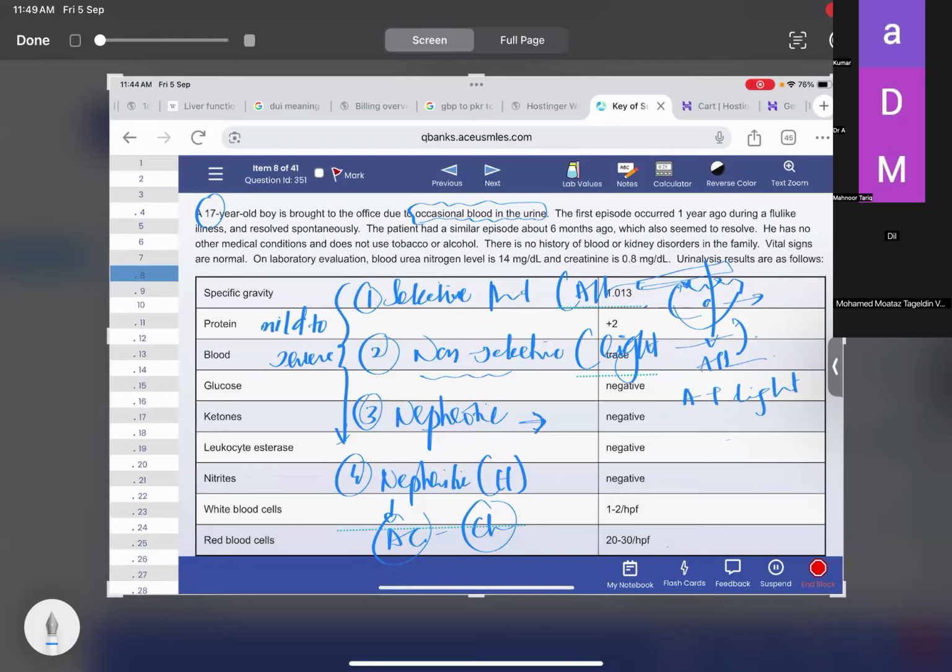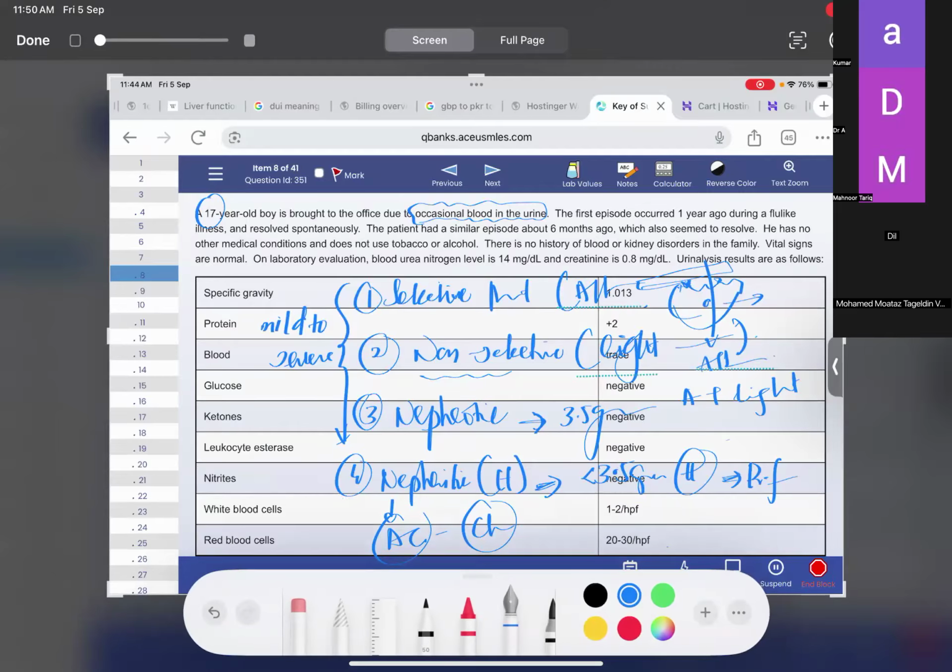If the injury is more severe, we will have more than 3.5 grams of protein leaking. If it is even more, the protein will be less than 3.5, but we have hematuria, okay? And then we are going to renal failure, okay?